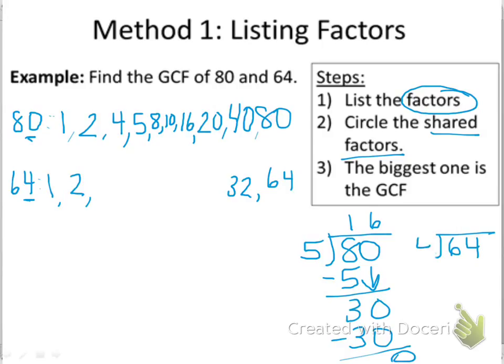I'm going to do the work over here. 4 can go into 6 once. 1 times 4 is 4. And 6 minus 4 is 2. Now bring down that 4. How many times does 4 go into 24? It goes in 6 times. 6 times 4 is 24. And we'll subtract that and get a 0. So that means that 4 and 16 are both factors of 64.